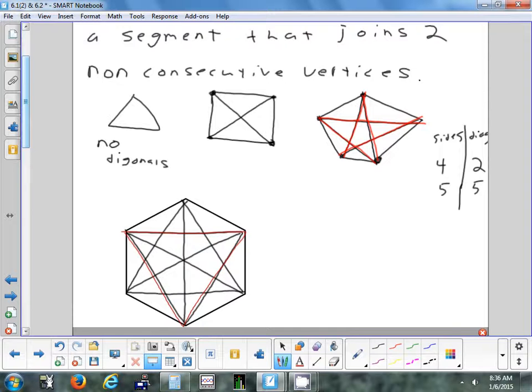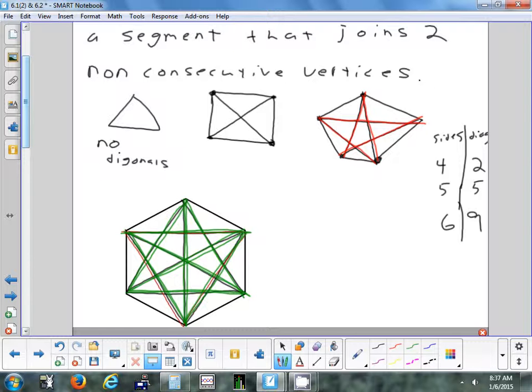Let's look at that side. How many sides does that shape have? It's a hexagon, so 6. Yep, 6 sides. Let's see how many diagonals. Okay, the easiest way is to try to trace them over in a different color. So we get 1, we get 2, 3, 4. Let's see, we got 5, 6, 7, 8, 9, and I think I got them all. So that one has 9.